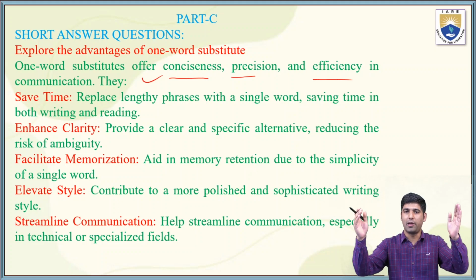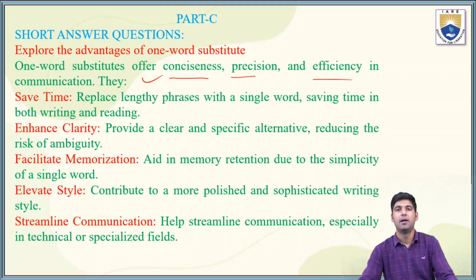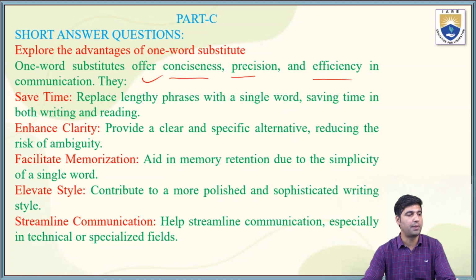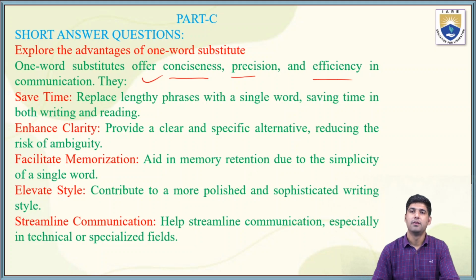When we replace a long sentence, for example, if I have to write that the person is present everywhere, I can write only omnipresent. So there is no need to write a long sentence like he is present everywhere. I can write he is omnipresent, or only omnipresent. That means present everywhere. So it saves our time.